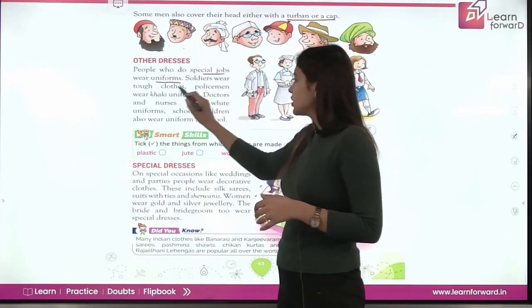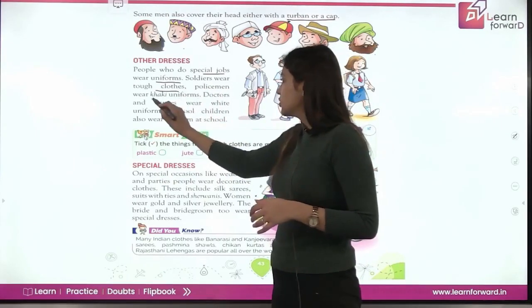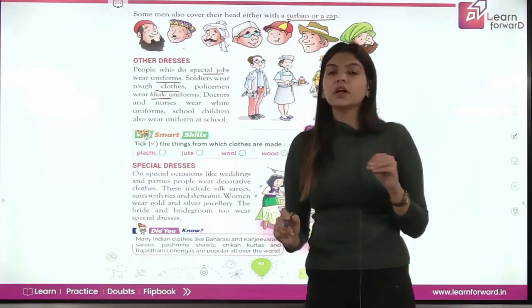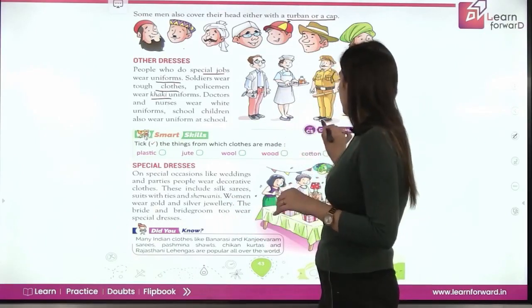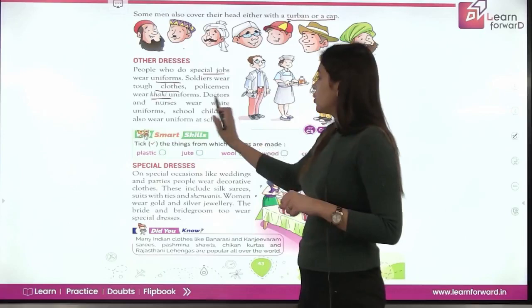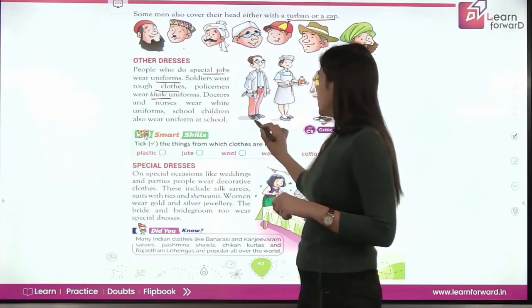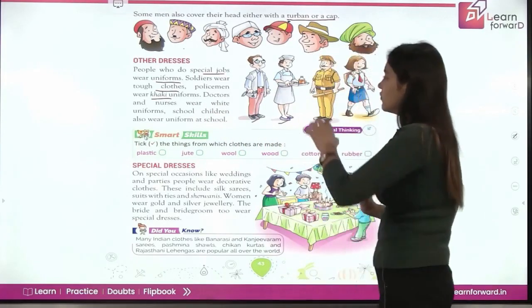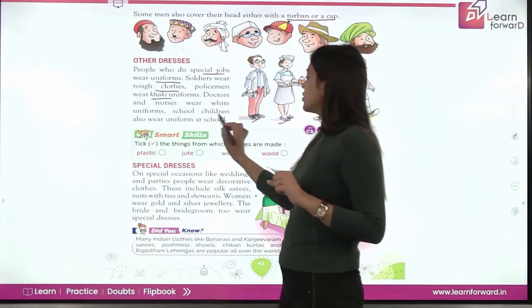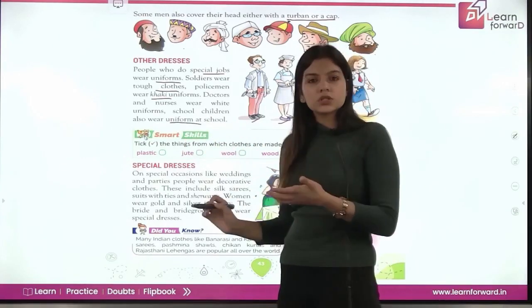Like soldiers wear tough clothes, policemen wear khaki uniforms. So in India, you have seen that policemen wear khaki clothes like this, and doctors and nurses wear white uniforms, and school children also wear the uniform of the school.